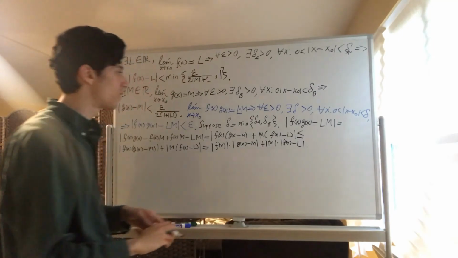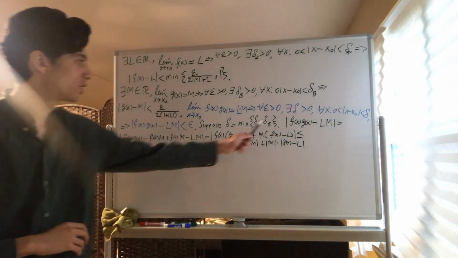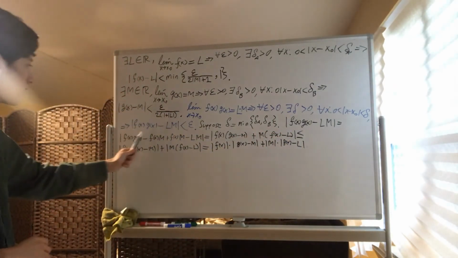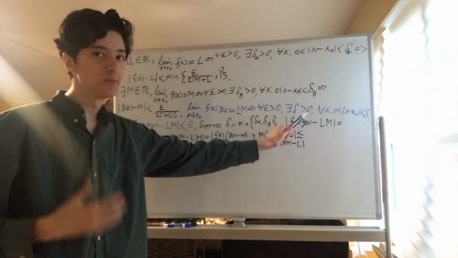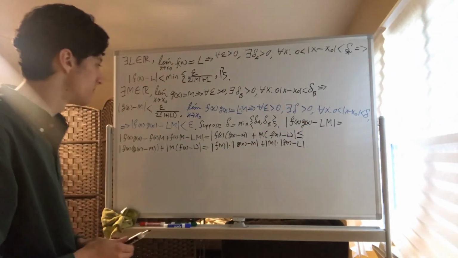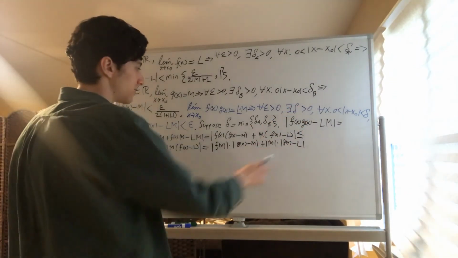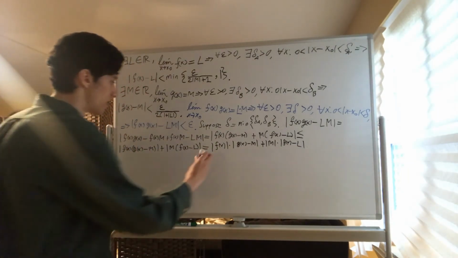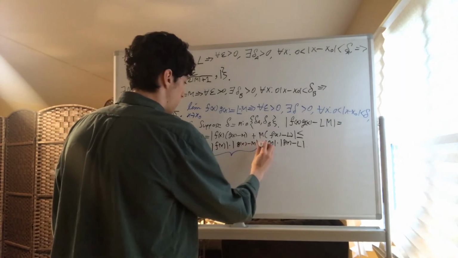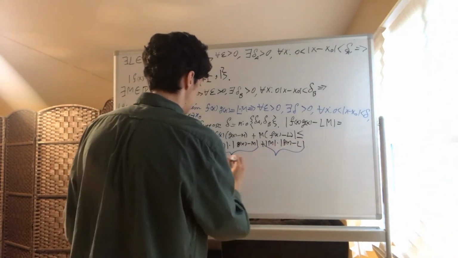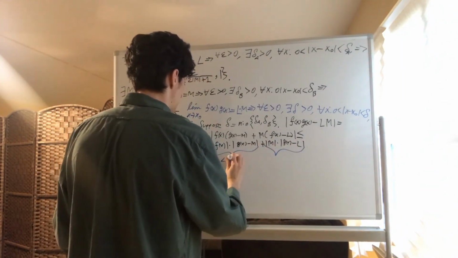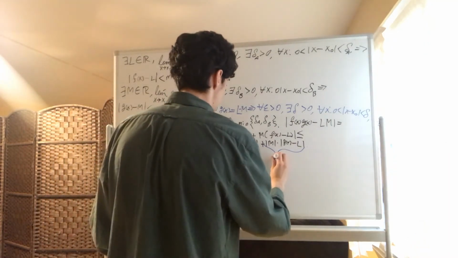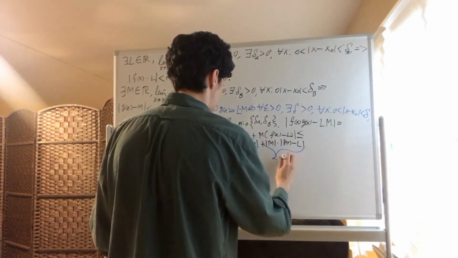So again, notice so far, we start with our original difference, right? The one that we're trying to show is less than epsilon. And we know that based on transitivity, it's less than this. And so again, we want to show that each term here is less than epsilon over 2. And this is less than epsilon over 2.